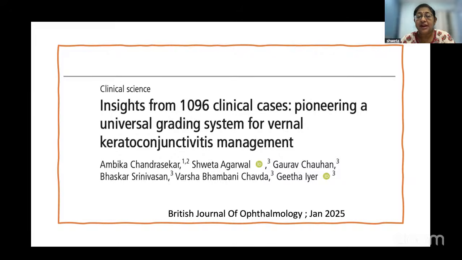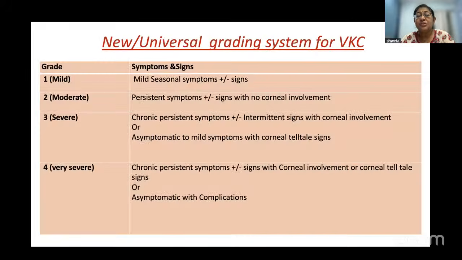So that is why we came up with this universal grading, which takes into account not just the active stage of the disease, but also the quiet. So grade 1 or mild is mild seasonal symptoms, where you have them only during the seasons. They may or may not have active signs. Moderate is when the symptoms are becoming more persistent, so they are more than 4 times in a year. They may or may not have active signs that we spoke about, the limbal papillae, congestion, Horner-Trantas dots, but still there is no corneal involvement.